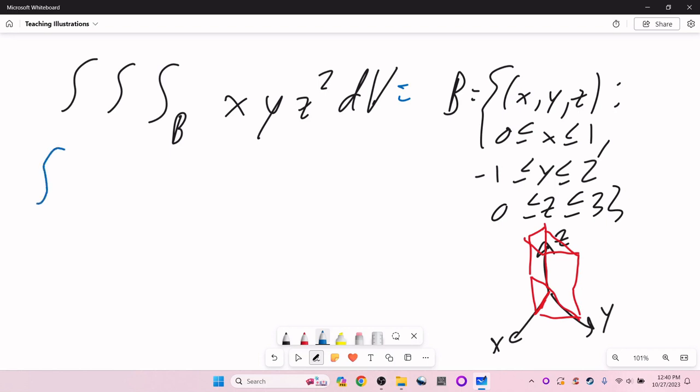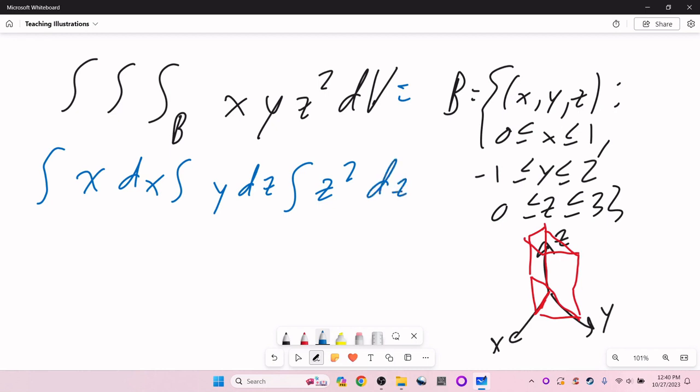Okay, so I'm going to factor this one, because we've said before that if the function can be factored into an x and y part, then we can just split it up. And the same is true if we got, that should say dy. That's silly. We need the x part, the y part, and the z part. Because the x integral will ignore the y and the z, so we can just pull them out, and the same for all the others. So x goes from 0 to 1, y goes from negative 1 to 2, and z goes from 0 to 3.